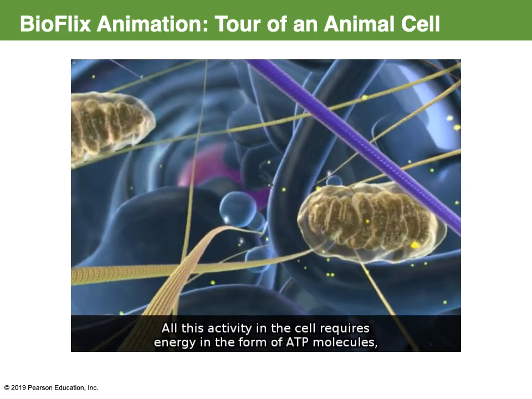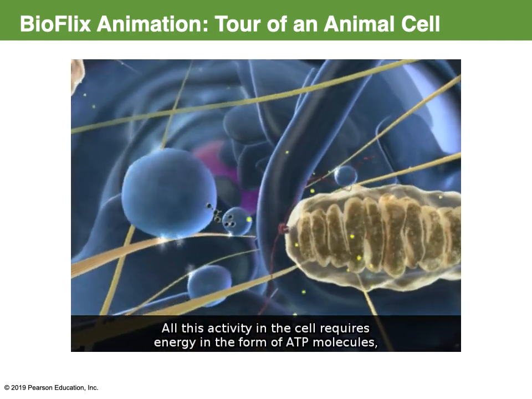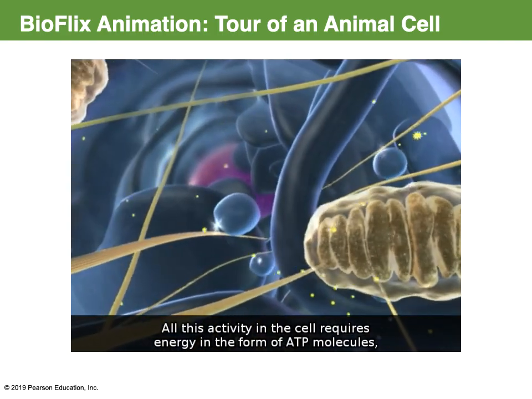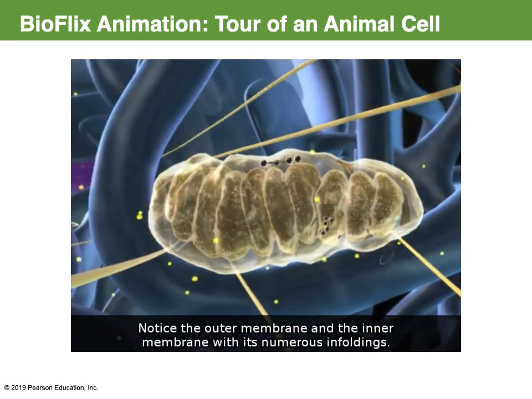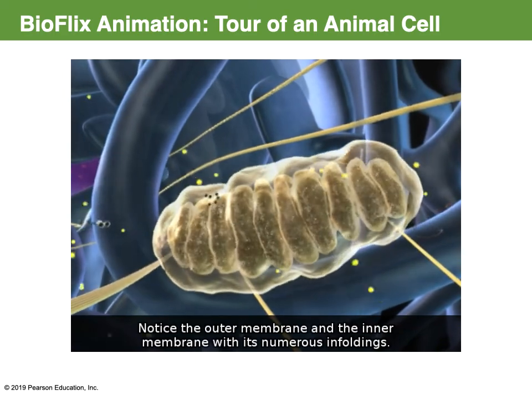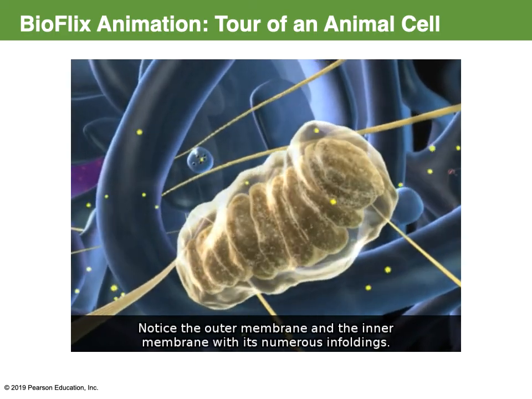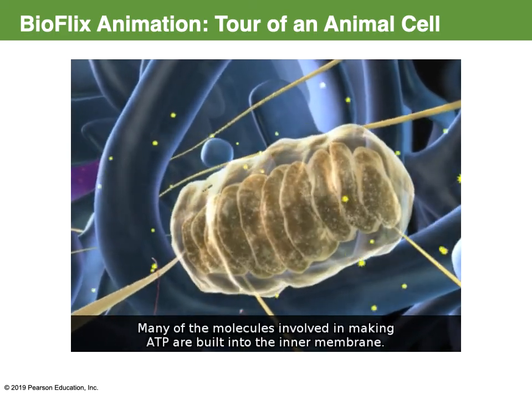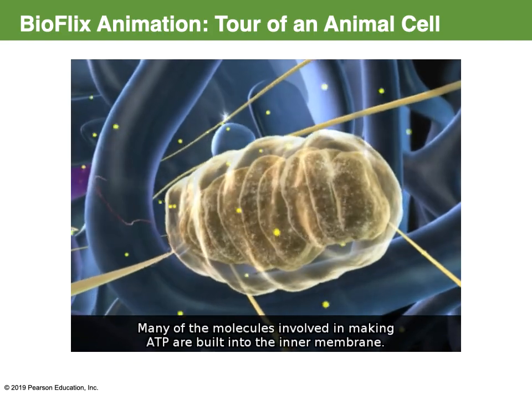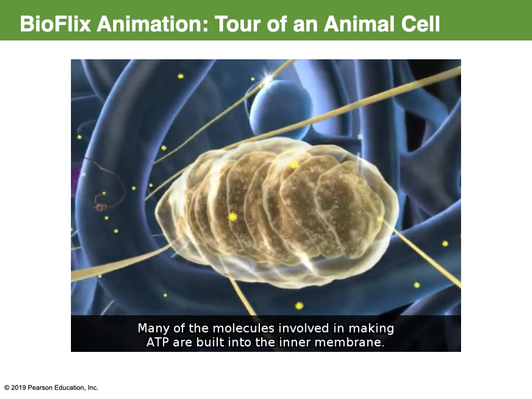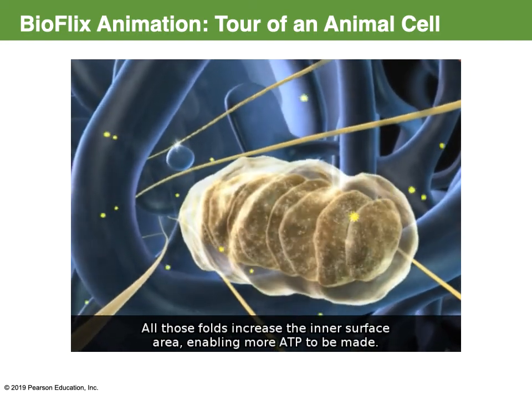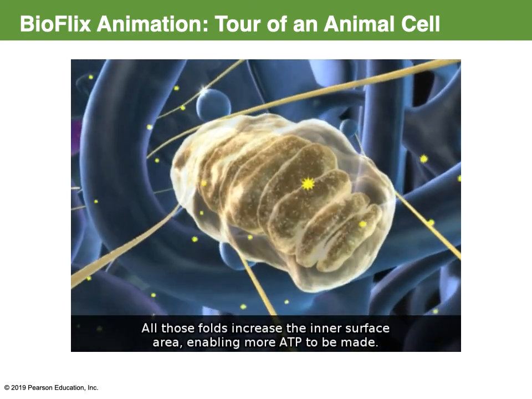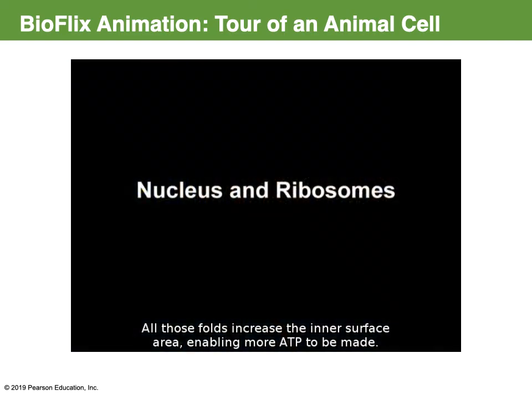All this activity in the cell requires energy in the form of ATP molecules, which are made here in the mitochondrion. Notice the outer membrane and the inner membrane with its numerous infoldings. Many of the molecules involved in making ATP are built into the inner membrane. All those folds increase the inner surface area, enabling more ATP to be made.